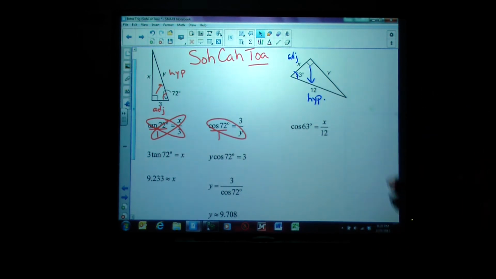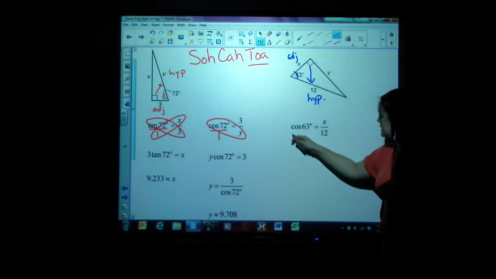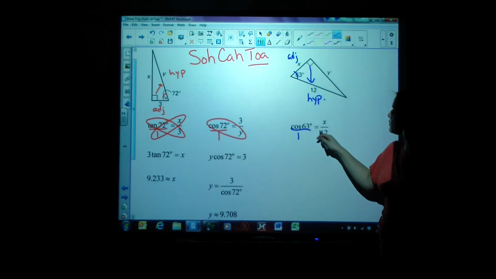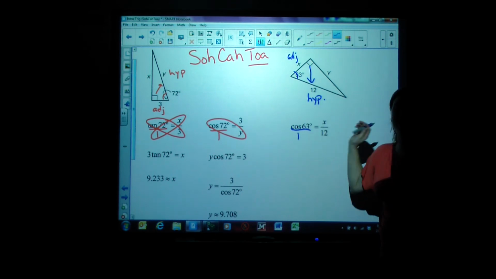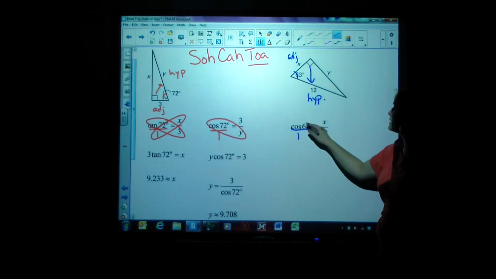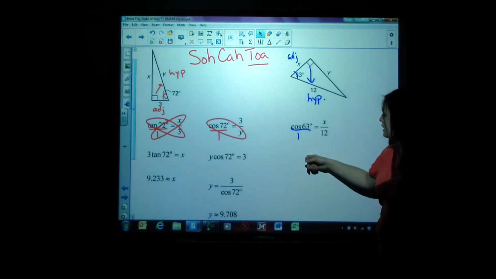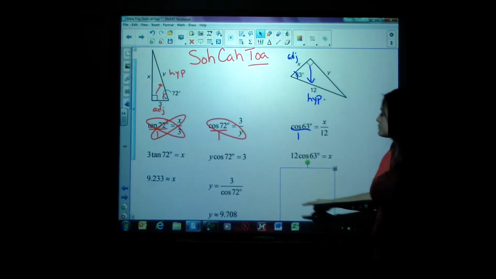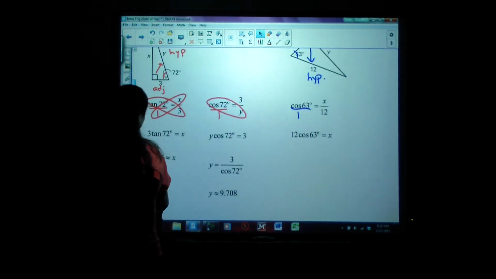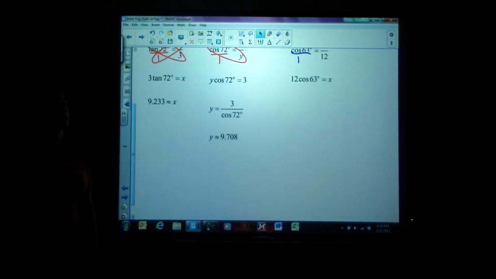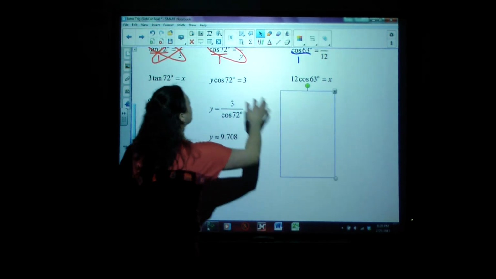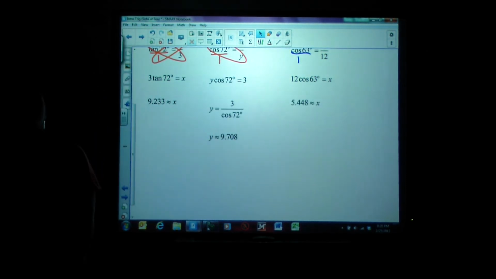Now, how do we solve? Well, cross multiply, just like last time. So we're going to take cosine of 63 times 12, or remember, put that 12 up front. 12 times the cosine of 63 equals x times 1, which is x. Now we have the variable by itself, and we simply get to type that in your calculator. If we take 12 times the cosine of 63 degrees when in the right mode, we'll get x is approximately 5.448.